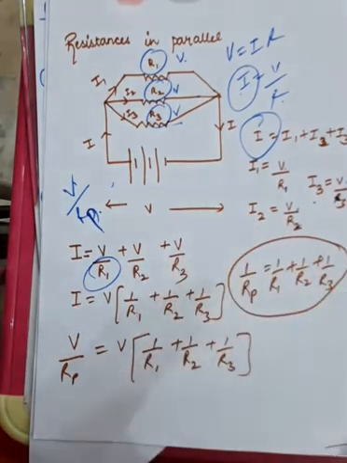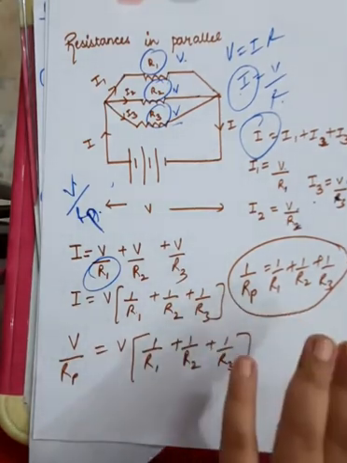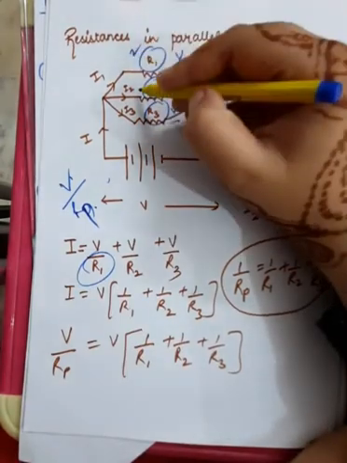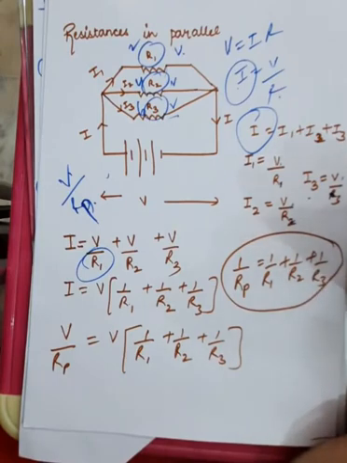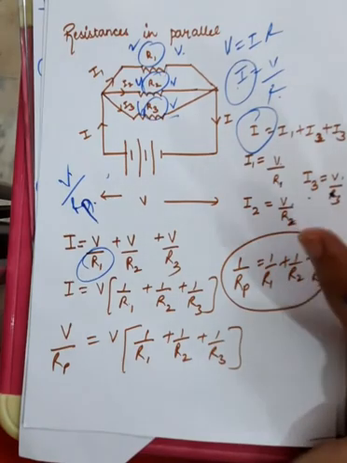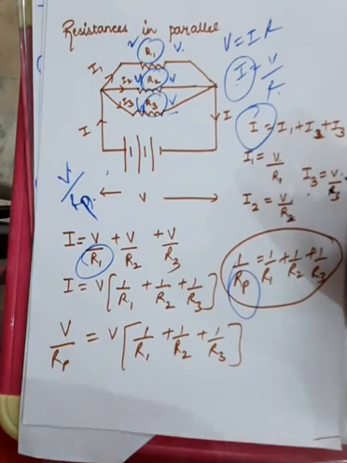And remember that the total resistance in parallel combination is even less than the least of the resistances. For example, if this is 2, this is 4, this is 6, the overall resistance will be 1 by 2 plus 1 by 4 plus 1 by 6. When you solve it, you will find out कि इनमें सबसे कम resistance जो होगी ना, उससे भी कम value आएगी Rp की.